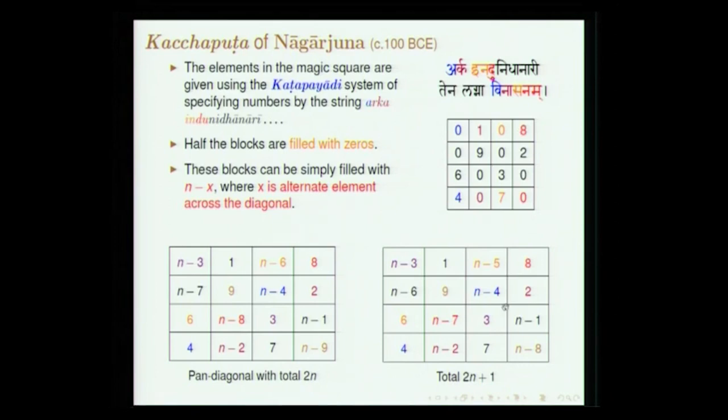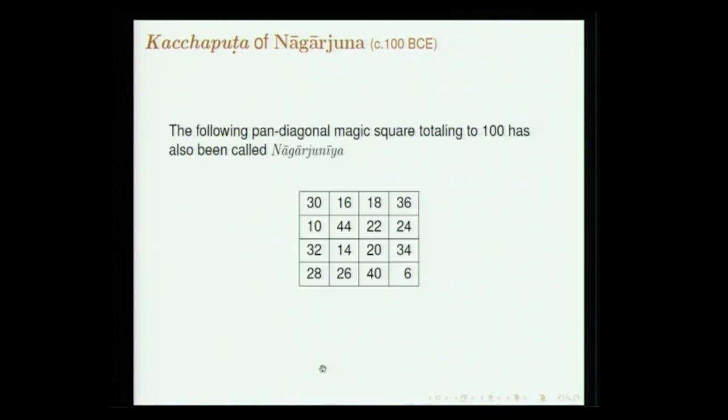Pardon? Yes, alternate element in the sense, see, n minus 2 and 2, that is why I have put them. So 6 and n minus 6, n minus 3 and 3, diagonally. This magic square whose sum is 100 is also just to convey the kind of antiquity. It is called Nagarjuniya, associated with Nagarjuna.